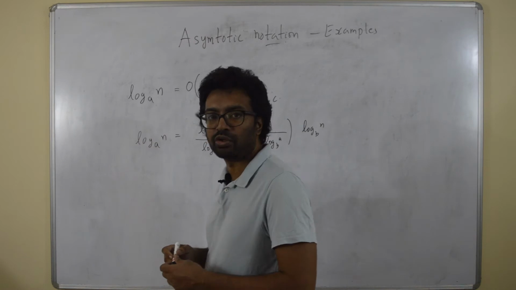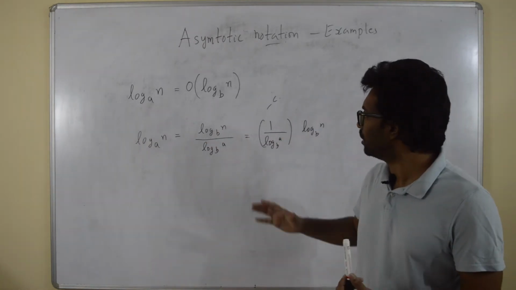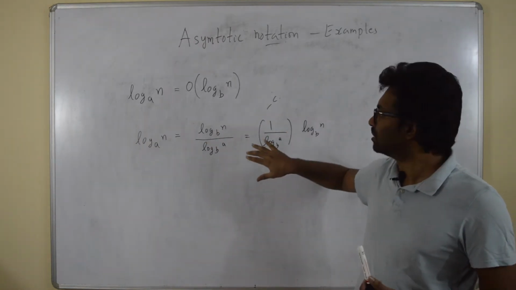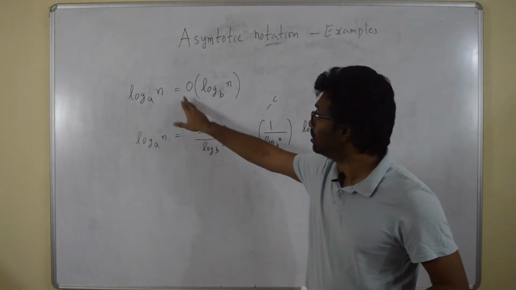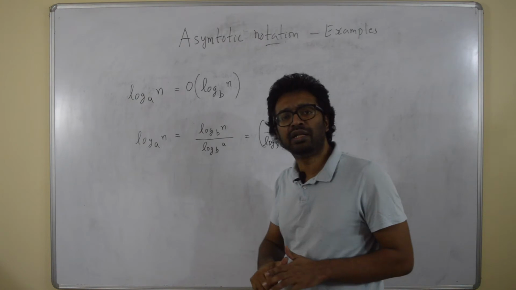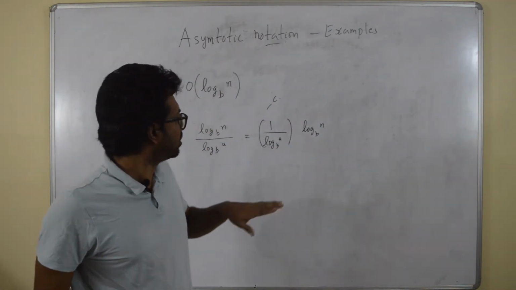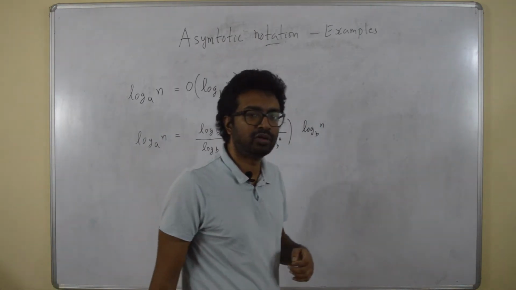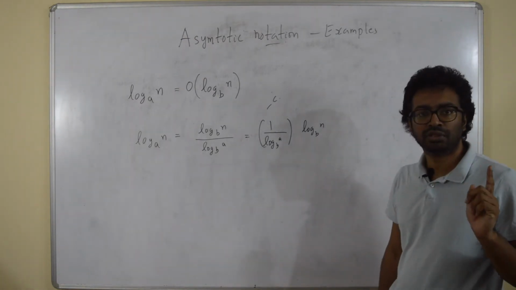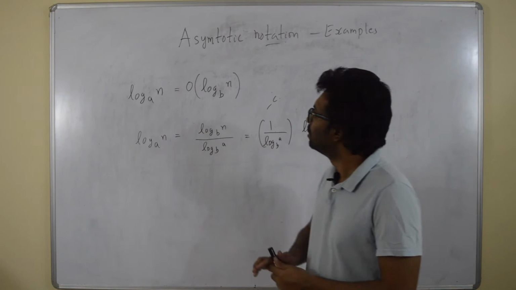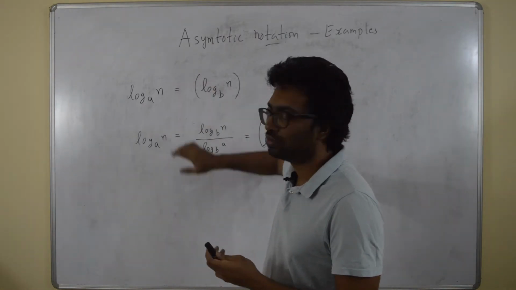Okay, so I know that there exists a constant c such that log n to the base a is equal to c times log n to the base b, and therefore this is true. And in fact, I didn't assume anything about a and b, right? As long as 1 by log a to the base b exists, this is fine. So therefore, this side is also true.